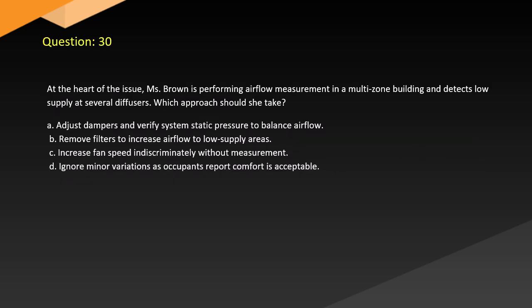Question 30. At the heart of the issue, Brown is performing airflow measurement in a multi-zone building and detects low supply at several diffusers. Which approach should she take? A. Adjust dampers and verify system static pressure to balance airflow. B. Remove filters to increase airflow to low supply areas. C. Increase fan speed indiscriminately without measurement. D. Ignore minor variations as occupants report comfort is acceptable.